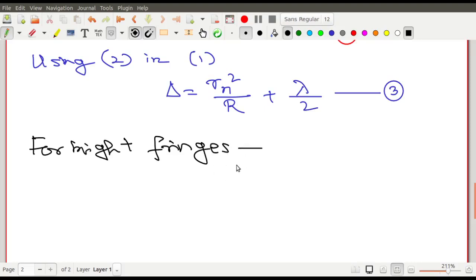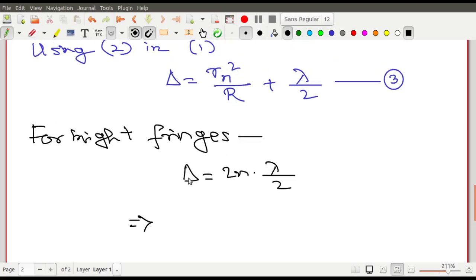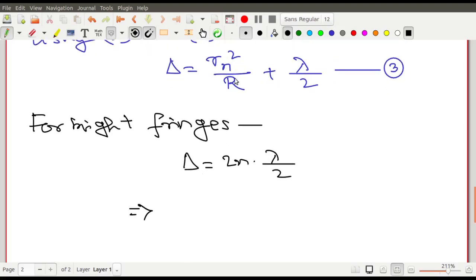So for bright fringe, what will we do? We may write delta equals twice n into lambda by 2, right? For bright fringe we can write twice n into lambda by 2. That's very fine, understandable. And then you can write this Rn square by capital R. So now what is this Rn square by capital R? So you just put the values.